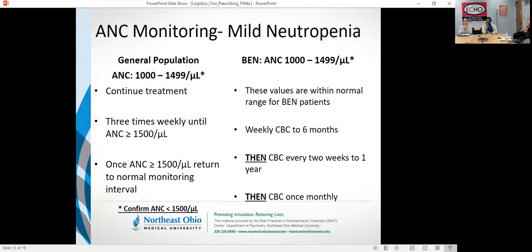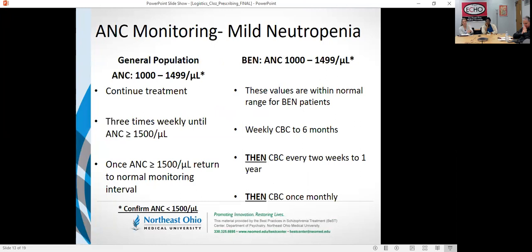So this would fall just underneath that. But this is still the normal value for the BEN population. So their monitoring requirements for blood work do not change. Their baseline may have been as low as 1,000, so they can continue on their regular blood draw monitoring. For the general population, if they do fall between the 1,000 and 1,499, it's recommended that their blood draw be increased to 3 times a week until their ANC values get back above the 1,500. Once it's there, they could go back.